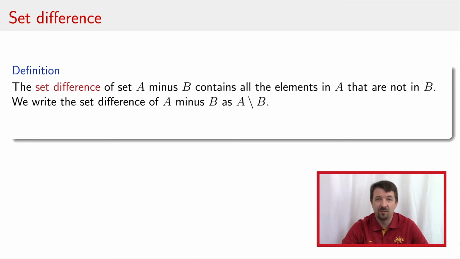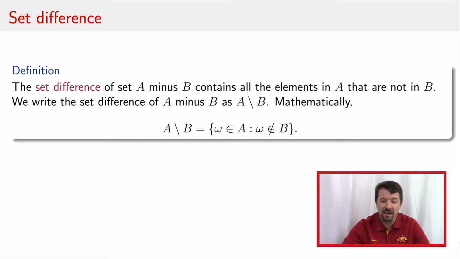We write this set difference with, I guess that's a backslash. So A backslash B. I don't know if I can do that on screen. This way? That way? Must be this way. All right.